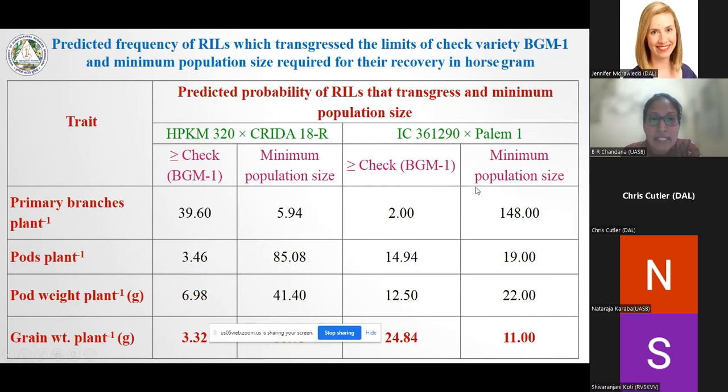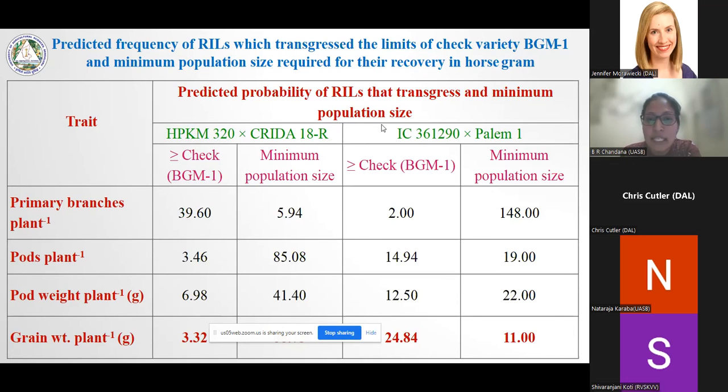So this emphasizes that the extent of dispersion of additive effect alleles that induce more pods per plant, pod weight per plant, and grain weight per plant is higher between the parents of the IC361290 by Palem1 cross than between the HPKM 320 by CRIDA 18R cross. So based on these results, the IC361290 by Palem1 cross showed a better breeding potential in terms of greater predicted frequency of transgressive RILs and lesser minimum population size required for their recovery.